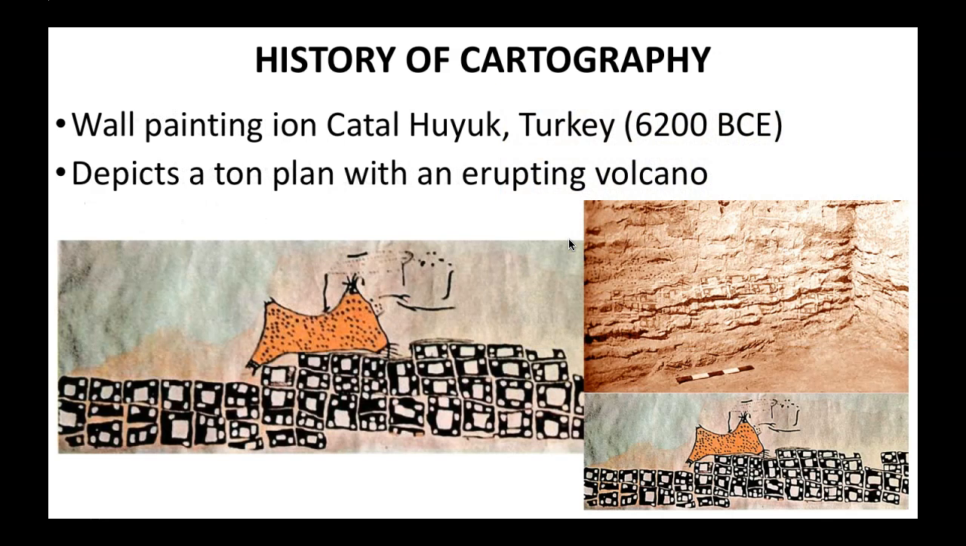One of the oldest maps before that we had found was a wall painting in what is modern day Turkey, in the village of Çatalhöyük. This is a map dated from 6200 before the Common Era. So not as old as the previous one, but still quite old. And as you can see in the image here on the right, this is a map that has been carved into the walls of a cave, and it depicts a volcano with an eruption.